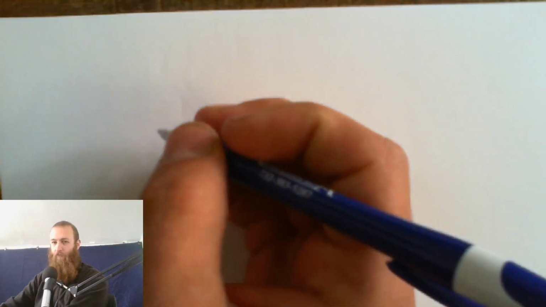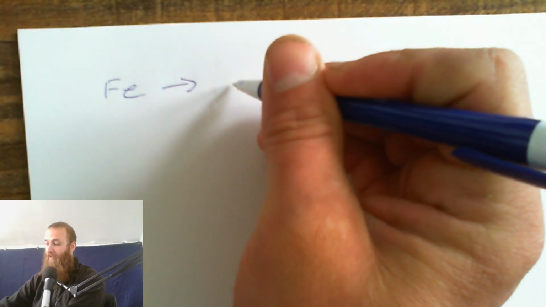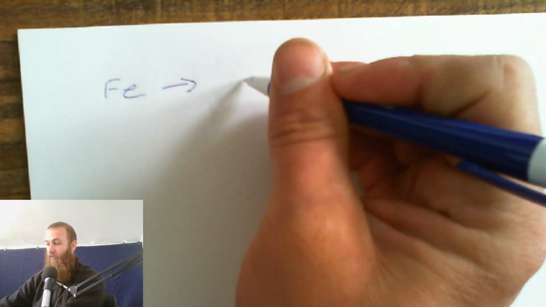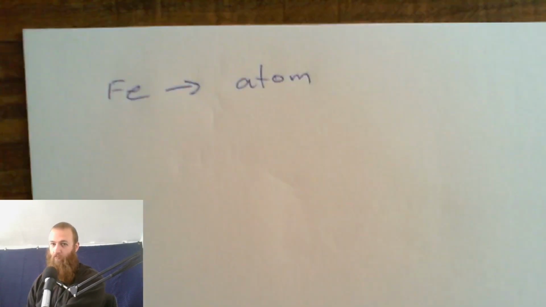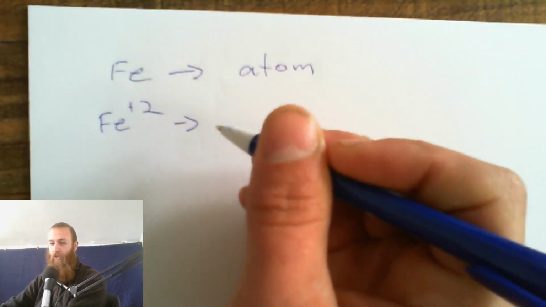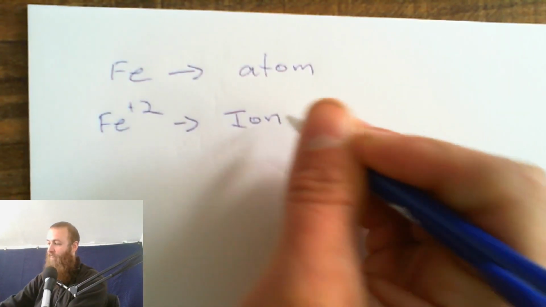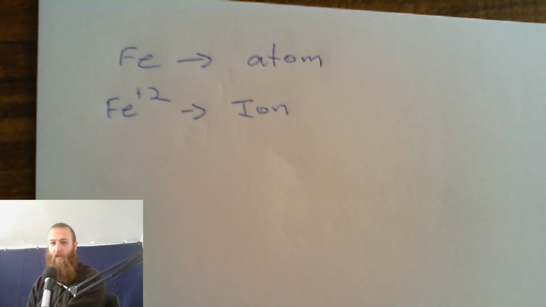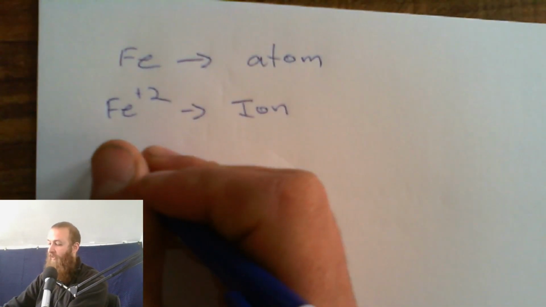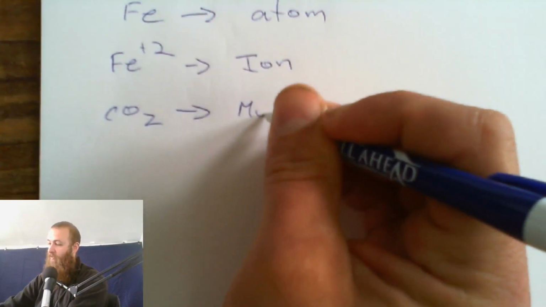So let's say I had iron, just regular old iron. No charge, right? So the representative particle, or the smallest unit of that thing, would be called an atom, okay? Let's say I had iron 2. The smallest unit, or the representative particle of that thing, would be called an ion, okay? The representative particle of something like this is a molecular compound, so I would call that a molecule.